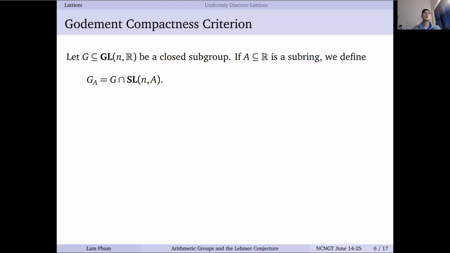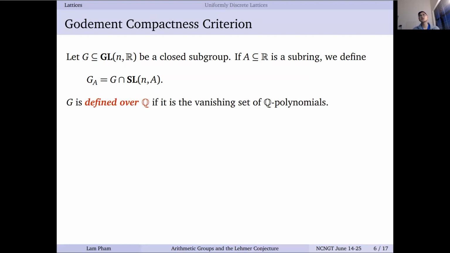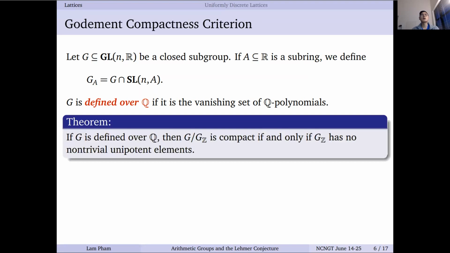So if G is a closed subgroup of GL_n(R), and A is a subring, we can define G_A as G intersected with SL_n(A). And we say that G is defined over Q if G is defined as the vanishing set of polynomials with coefficients in Q. The theorem says that if G is defined over Q, then the quotient of G mod G_Z is compact if and only if G_Z has no non-trivial unipotent elements.